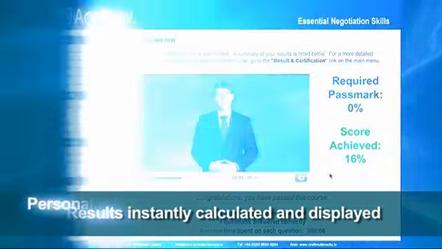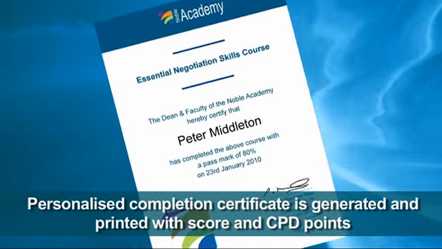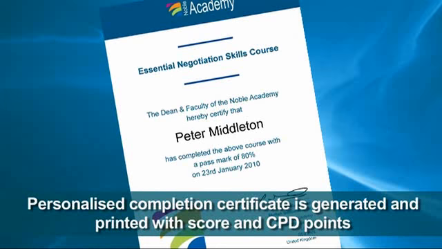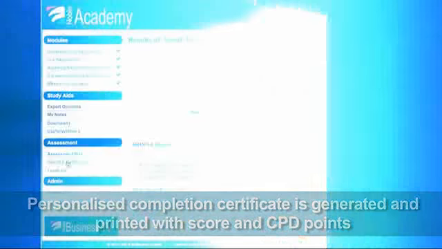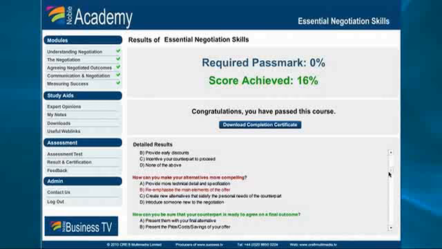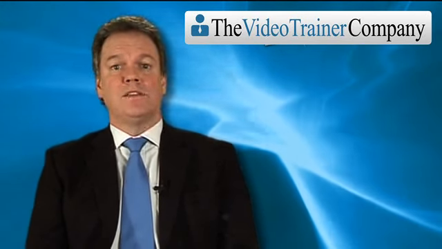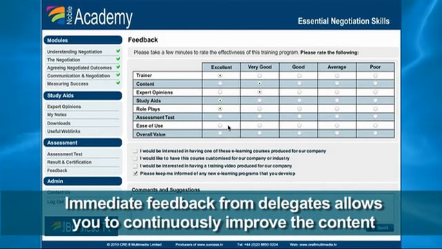Those that pass can then print a personalised completion certificate to include in their CV. These certificates are branded for your company and can include CPD points where relevant. Those that fail can see the questions they got wrong and then revise those subjects before retaking the test. You can specify how many times the test can be retaken. When they've finished, they can use the feedback section to let you know what they thought of your course and suggest how it can be improved.